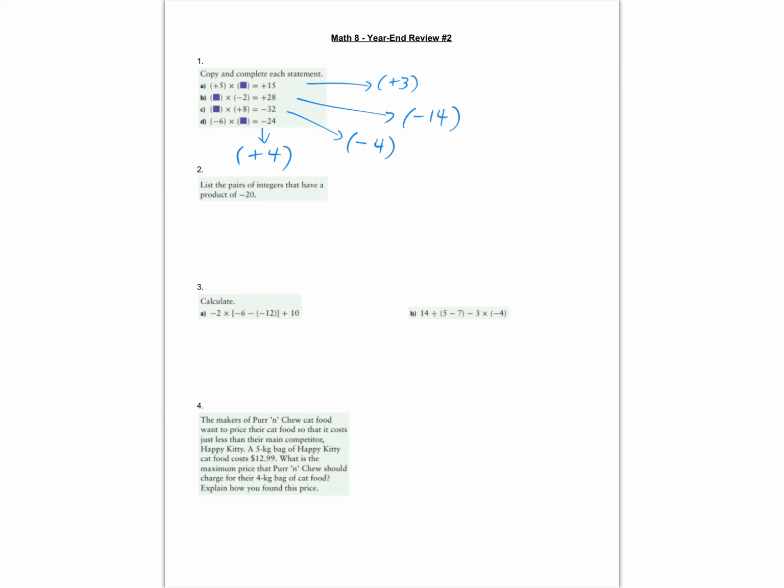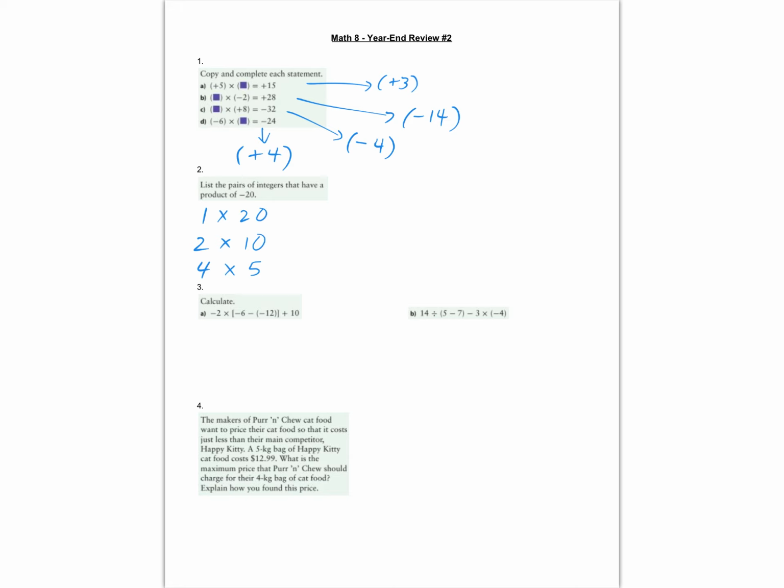Okay. Number 2, list the pairs of integers that have a product of negative 20. So if we're multiplying things together to give us a negative answer, then that means that the integers have to have opposite signs. Okay, one has to be positive, one has to be negative. So first of all, let's figure out what we can multiply to get 20. Well, 1 times 20 gives us 20. So does 2 times 10. So does 4 times 5, right?